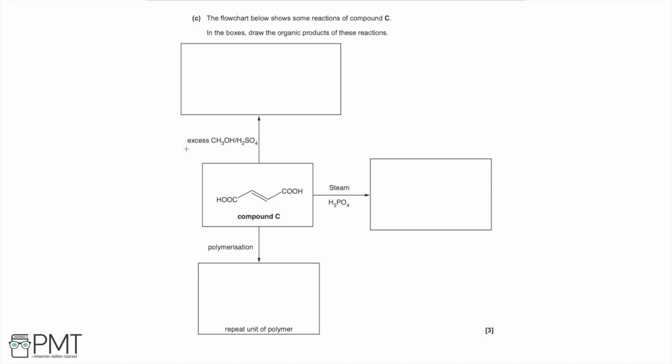So first of all, we've got these conditions here. We've got the excess methanol sulfuric acid, and these are esterification conditions. These are hydration conditions here, the steam and phosphoric acid catalyst. Hydration of an alkene is when we turn it into an alcohol. And polymerization is going to be an addition polymerization, where the double bond unfolds and creates a long carbon-carbon backbone.